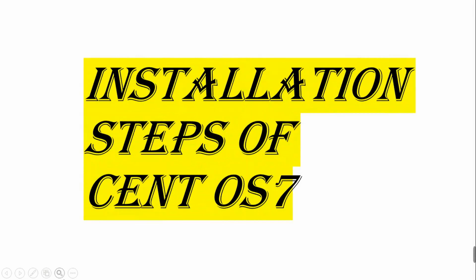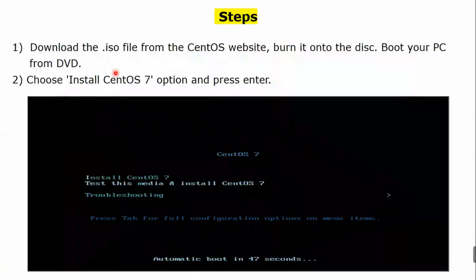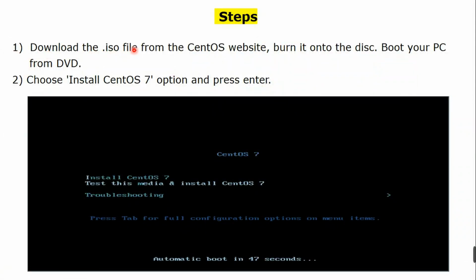These are the screenshots which will help you to install the software. As a first step, we need to download the ISO file from the CentOS website, then burn it to the disk, or you can use the image also. Then boot your PC from the DVD if you are using the DVD after the burning. Otherwise you can use the image to install it on VirtualBox, and then choose the Install CentOS 7 option and press enter, as you can see from the screenshot. Move on to the next one.